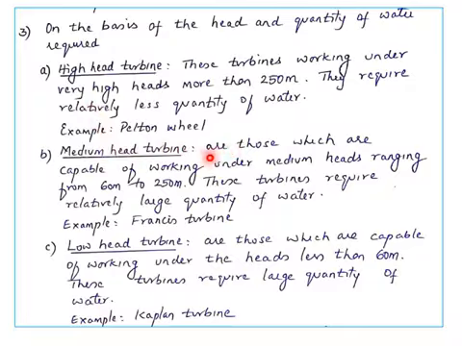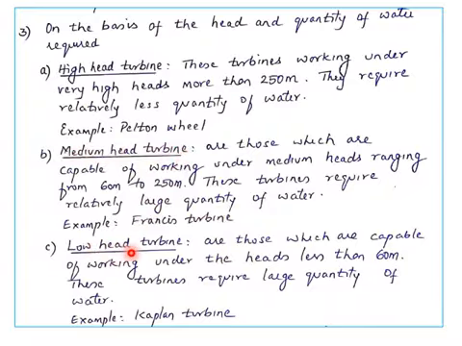If the turbine is working under medium heads ranging from somewhere around 60 to 250 meters, then it is classified under medium head turbines. This requires a relatively large quantity of water as compared to the high head turbine. An example is the Francis turbine, which works under medium head.